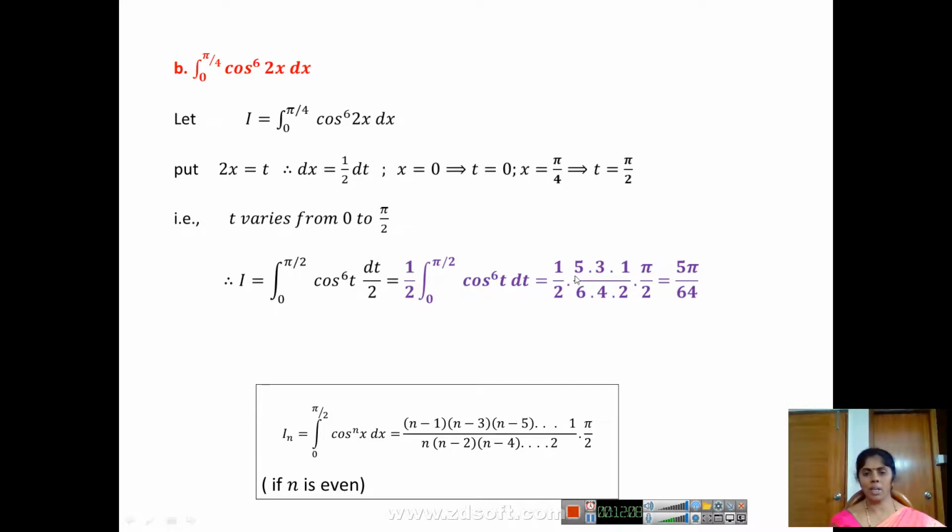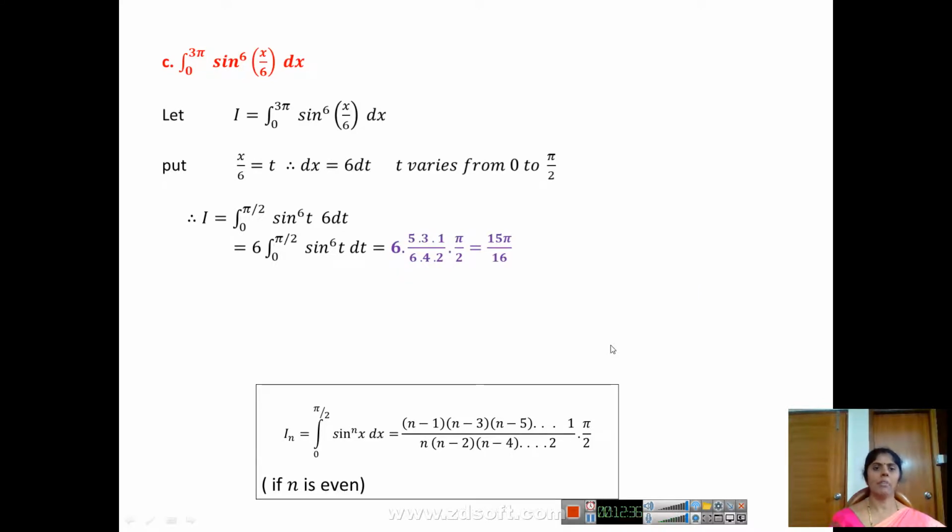Here I have half as common. So 6 minus 1 is 5 divided by 6. Then 6 minus 3 is 3 divided by 6 minus 2 is 4. 6 minus 5 is 1, 6 minus 4 is 2. Then I multiply by pi by 2. After simplification, we get the value 5 pi divided by 64.